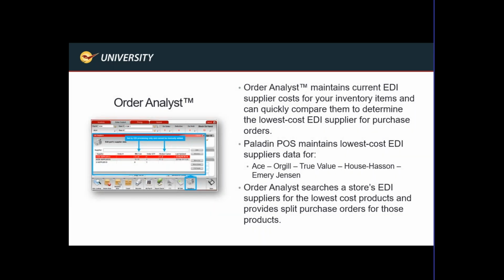So the first one of those tools is the Order Analyst. Order Analyst maintains current EDI supplier costs for your inventory items and can quickly compare them to determine the lowest cost EDI supplier for purchase orders. So currently, we have the ability to do this with Ace, Orgill, True Value, House Hassan, and Emery Jensen. It searches the store's EDI suppliers for the lowest cost and provides a split purchase order for those products. And we'll cover a split purchase order here on the next slide.